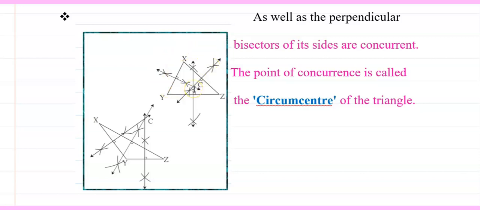And if we take XC or YC or ZC as a radius and draw the circle, that is called the circumcircle of this triangle. Also this you will learn in 9th standard. In this figure, triangle XYZ is an obtuse angle triangle and its circumcenter is in the exterior of the triangle. This you have learned in the previous standard.